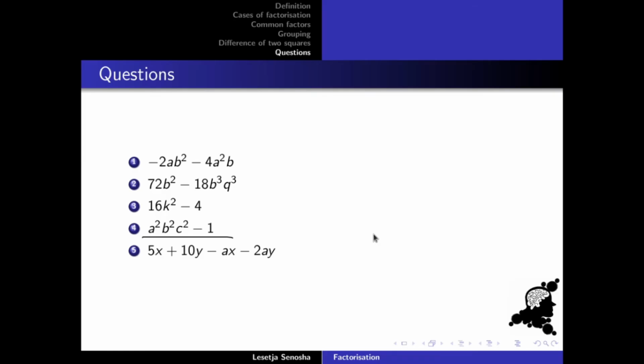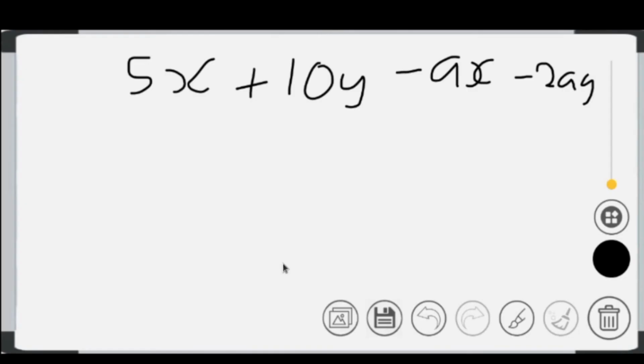Now let's go ahead and solve the next one. So here we have our expression over here. It's quite a big expression, but let's jump over and factorize it, right? Yes. Now, as you can see, we have 5x plus 10y minus ax minus 2ay, right? Yes. Now, as you look at them, they both have common factors between them, so we don't have to reshuffle them and put them in another manner.